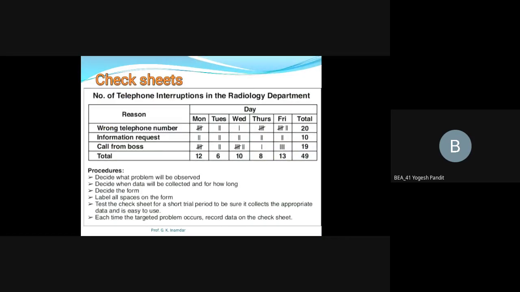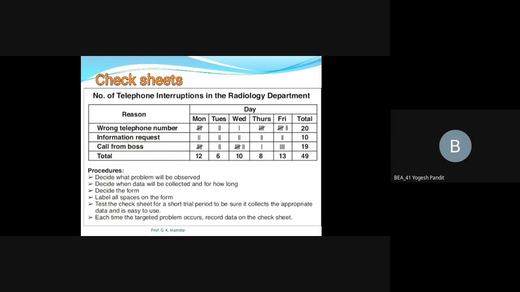Now what is a check sheet? Check sheet is generally used in most types of industries or organizations. This is a very simple sheet. Wherever counting is required, we can use the check sheet. One best example is cricket. The umpire counts the number of balls, 6 balls in 1 over, using something like a check sheet.